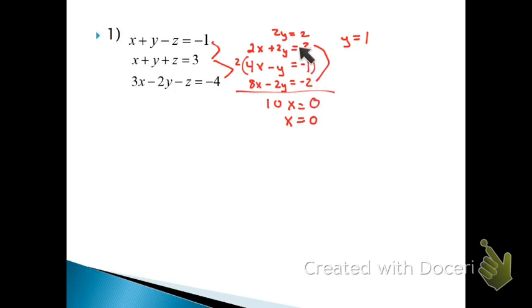Then I'm going to take these two solutions and go back to any one of the original equations and plug in. It makes the most sense to keep the z positive, so plug it in right here. x is 0 plus y is 1, so 1 plus z equals 3. So z equals 2. And you're going to write it as the ordered triple x, comma, y, comma, z.